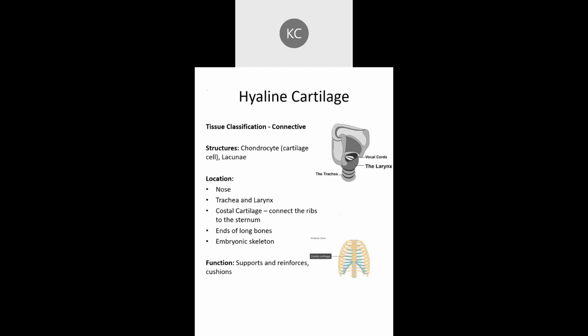And then we also have it on the end of long bones. We have it at the end of long bones really in two regions. We have it as one region called the epiphyseal plate, which allows our bones to grow in length. And then we also have it as some articular cartilage at the end of bones where two bones come together and meet each other.